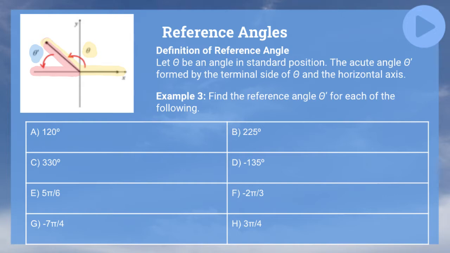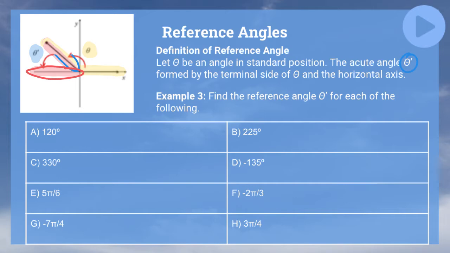So it says, let theta be an angle in standard position, which is this yellow angle. The acute angle, and then we call this theta prime, formed by the terminal side of theta, which would be this side here, and the horizontal axis, which would be this axis here. So what we're going to do is find the reference angle for theta prime for each of the following.